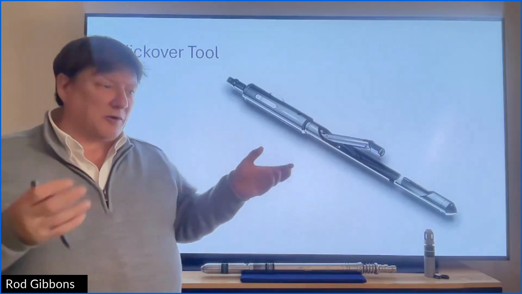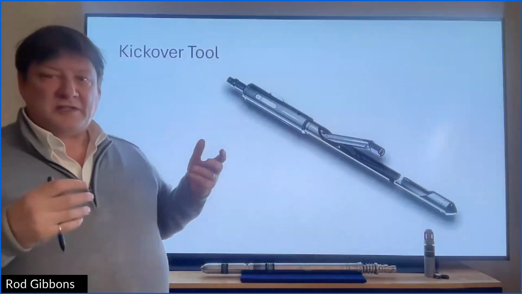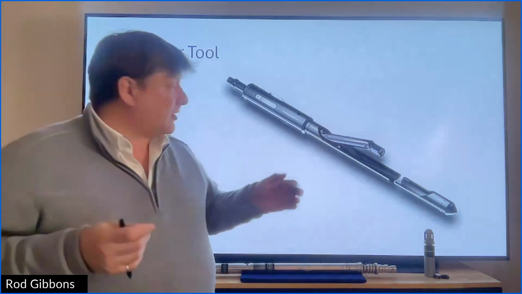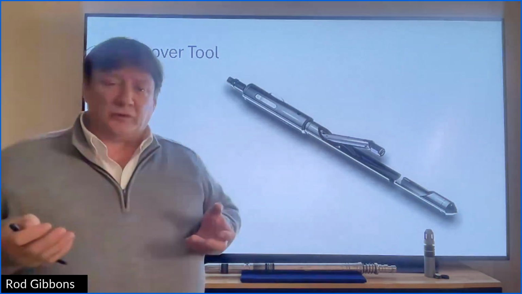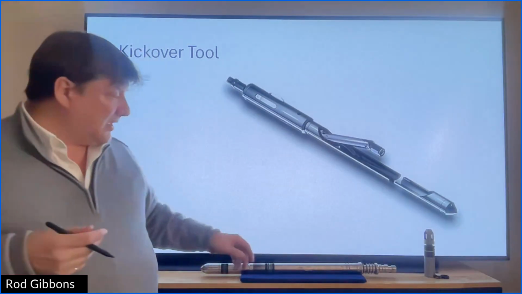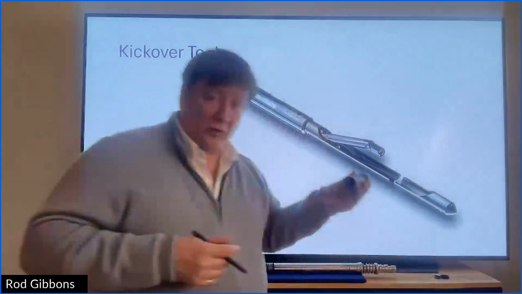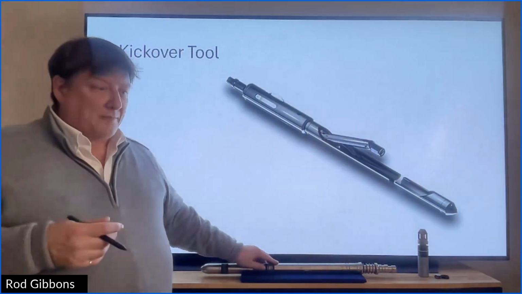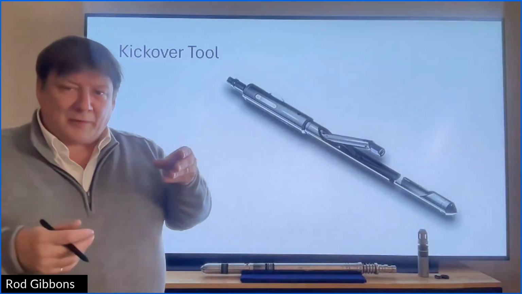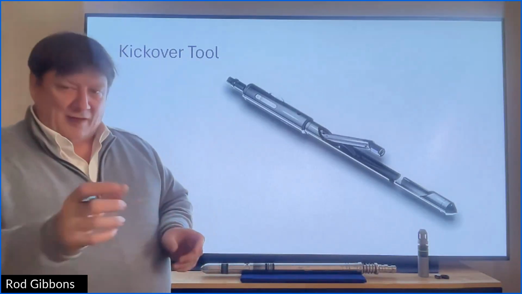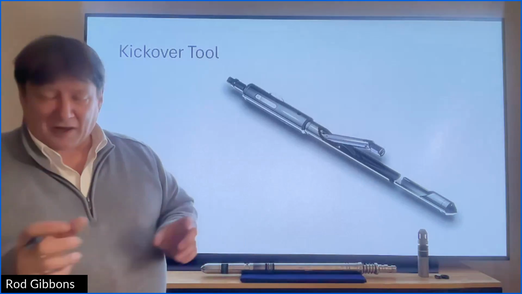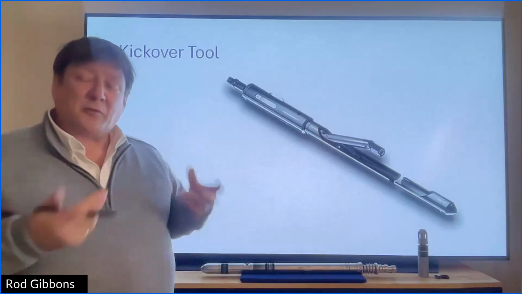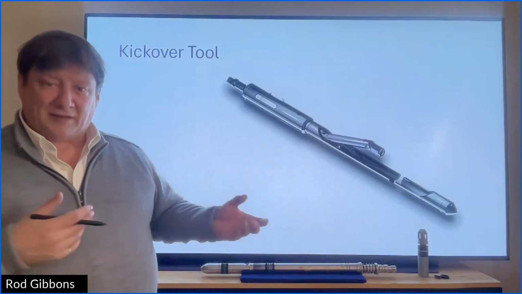Now there's one piece left in the system, which is the kickover tool. All a kickover tool is, is an intervention tool. You use it if you wanted to pull an old valve or install a new valve. Well, you can't just drop it down the tubing because the valve's actually over to the side in the side pocket. So what a kickover tool does is it's for pulling and running the gas lift valves.